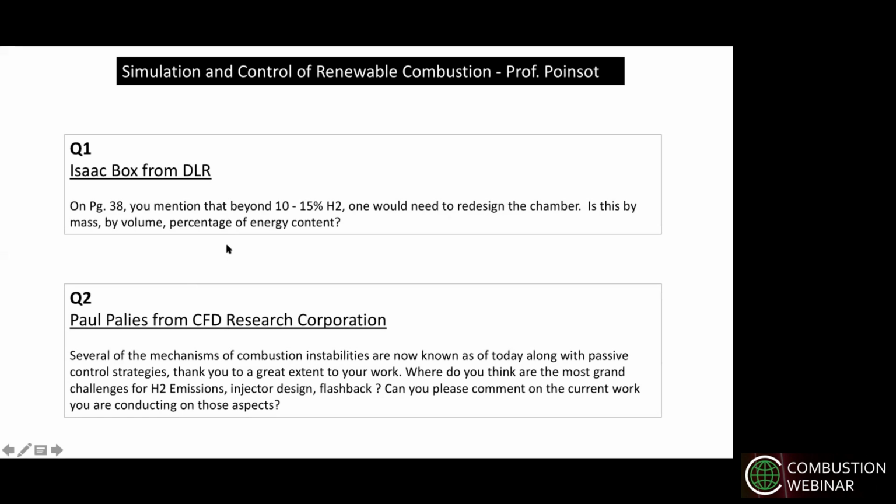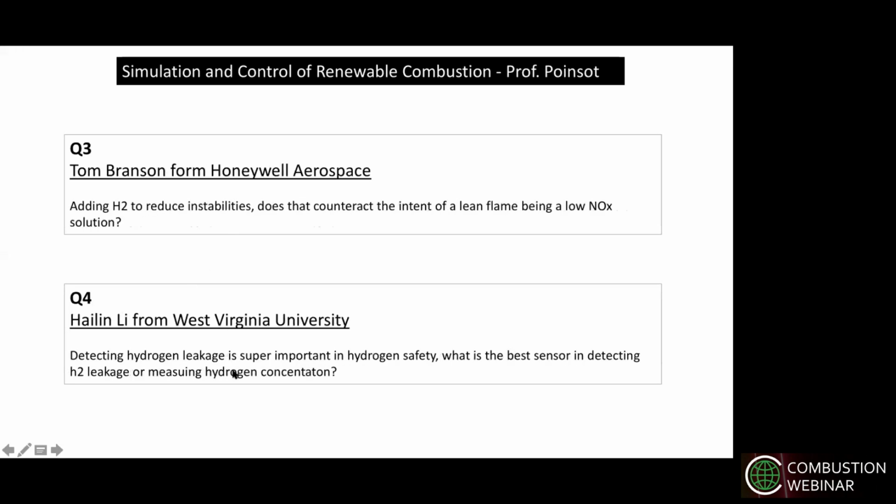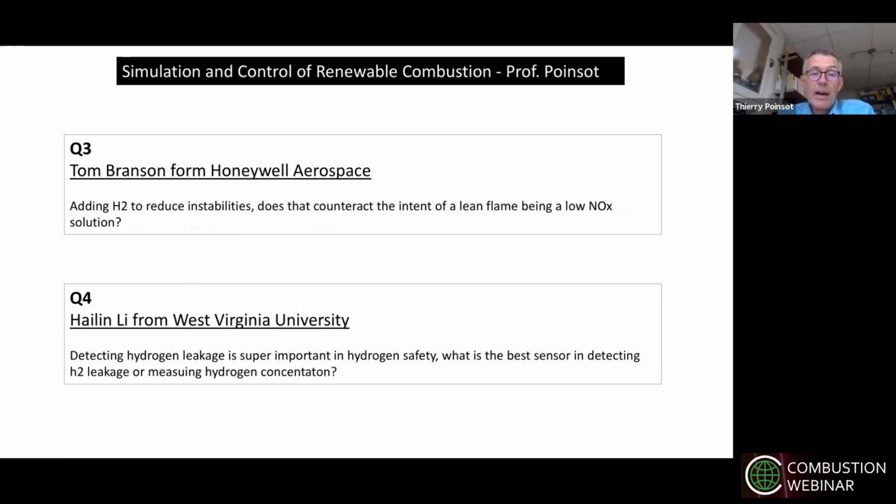Okay, good. And the next question is from Tom. And his question is regarding adding hydrogen to reduce instabilities. Does that counteract the intention of lean flame being a low NOx solution? Yeah, absolutely. That's a usual compromise. In most gas turbines, you have to choose between instabilities and low NOx. And it's difficult to ensure both. In most cases, it's a compromise. And clearly, these two objectives go against each other, because when you use H2, usually you introduce diffusion flames, and that increases NOx.